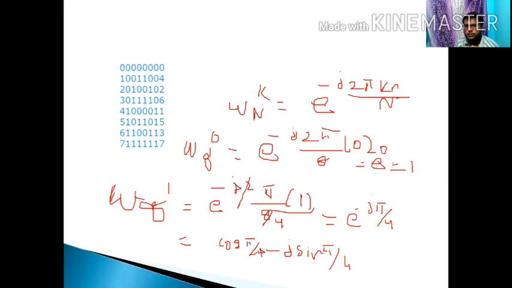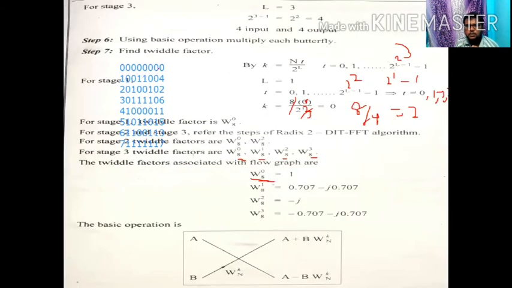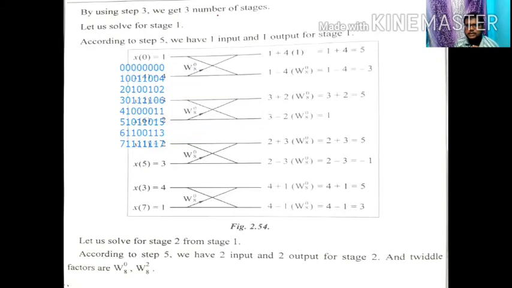Okay. Next step is, by using step 3, we get the 3 number of stages. Let us solve for first stage 1. According to step 5, we have one input and one output for stage 1 calculation. So this is the basic butterfly structure. So here the input sequence is x of n.